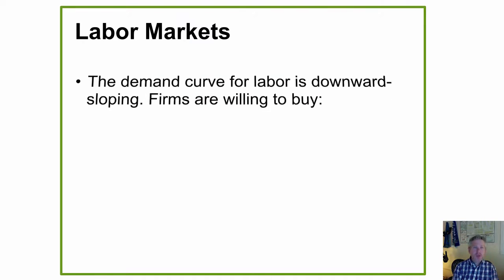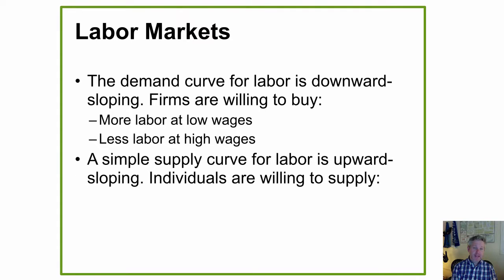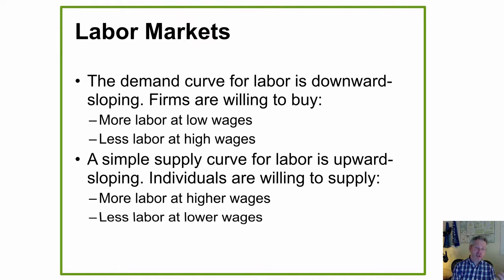So the demand curve for labor is downward sloping. Firms are willing to buy more labor at low wages, just like we as consumers, when we're the demand curve, want to buy more stuff if the price is low. If the wage is low, firms want to buy more. If the wage is high, they want to buy less. A simple supply curve for labor is also upward sloping. Individuals are willing to supply more labor at higher wages. More people are willing to work at higher wages, and fewer people are willing to work at lower wages.